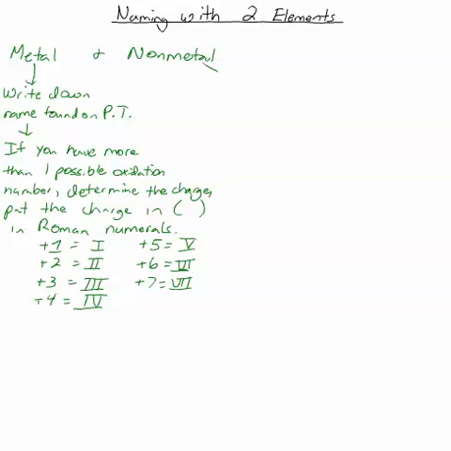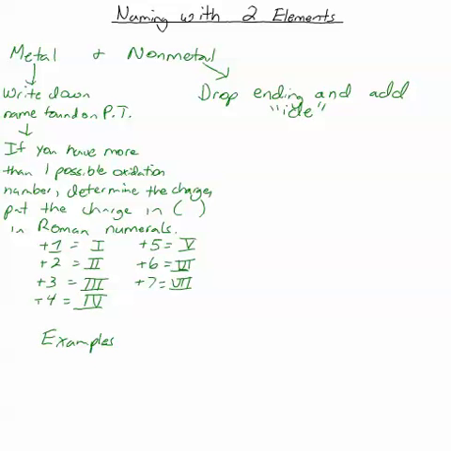What about the nonmetal? Well, the nonmetal, pretty easy here. All you got to do is drop the ending. So if it's chlorine, drop the INE part, okay? Drop the ending and add IDE. So chlorine becomes chloride. Nitrogen becomes nitride. Oxygen becomes oxide. Sulfur becomes sulfide, okay? So that's how your nonmetal is going to change a little bit. Let's do some examples.